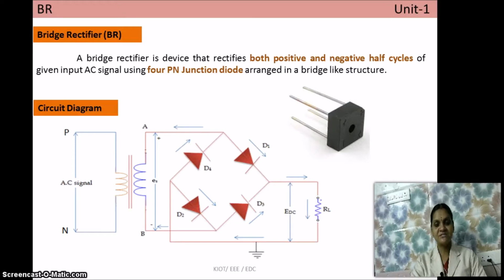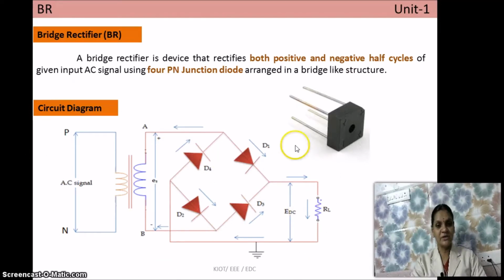So we have already discussed the half wave rectifier and full wave rectifier. Bridge rectifier is another category of full wave rectifier, where 4 diodes are used, connected in the form of a bridge, and this also utilizes both the positive and negative half cycle of the input AC voltage and converts it into a pulsating DC. Since the 4 diodes are arranged in a bridge-like structure, it is called a bridge rectifier.